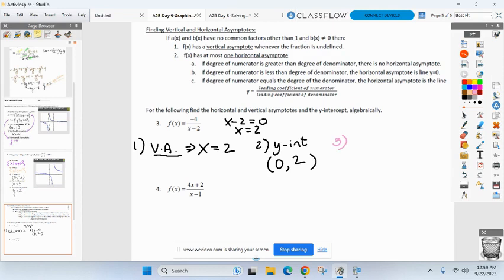What's the degree in the denominator? What's the highest exponent in the denominator? 1. Which one has the higher degree then, numerator or denominator? If the denominator has the highest degree, we automatically say the horizontal asymptote is y equals 0. Okay? So if the denominator has the higher degree, automatically, no questions asked, the horizontal asymptote is y equals 0.